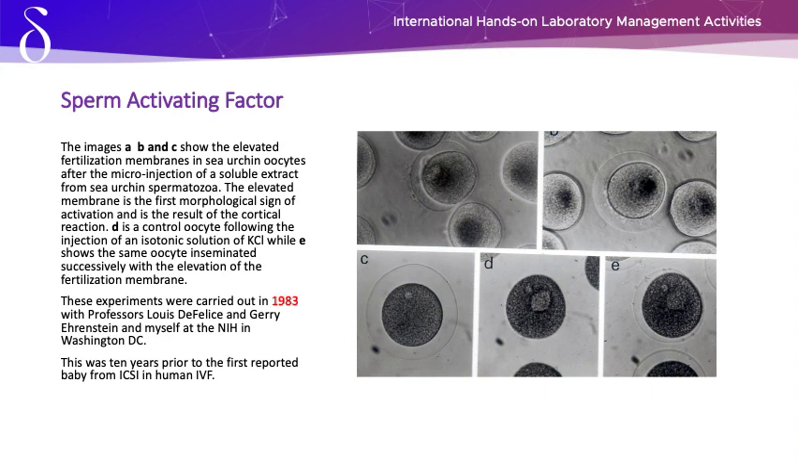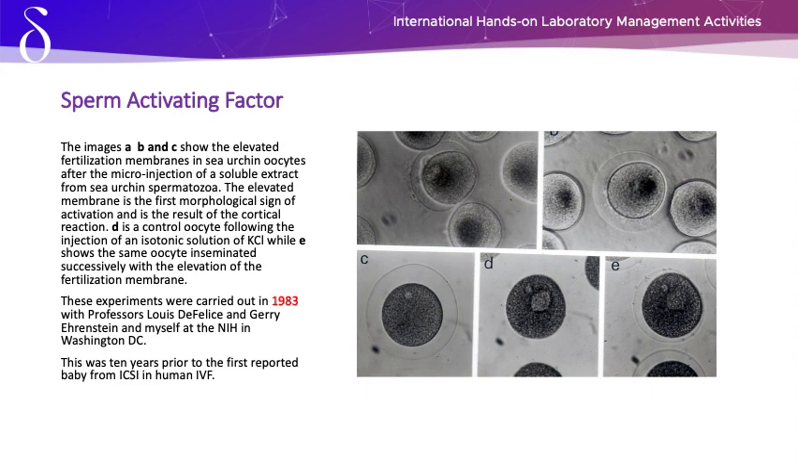So basically the top three figures, A, B, and C, show a sea urchin oocyte that's been microinjected with a sperm factor. So a soluble factor extracted from millions of sperm and then concentrated on a gradient, made isotonic with KCl and then injected into the oocyte. As you can see, it successfully causes the elevation of the fertilization membrane in the sea urchin oocyte, which is the result of the cortical reaction and demonstrates activation.